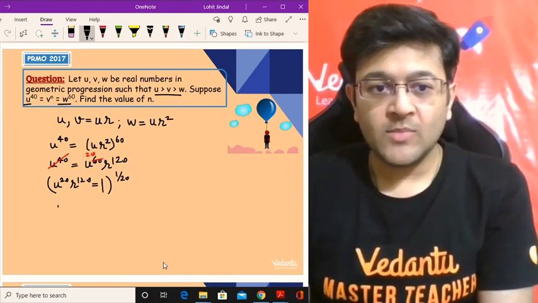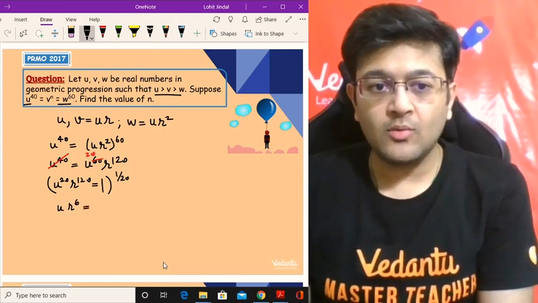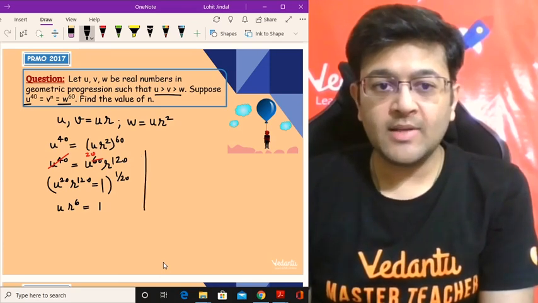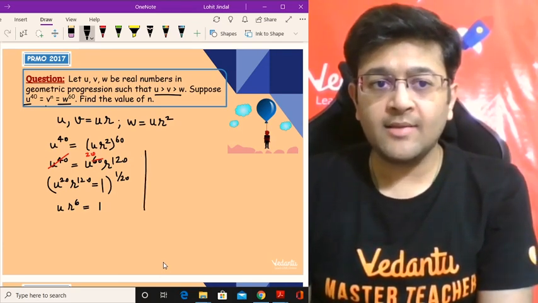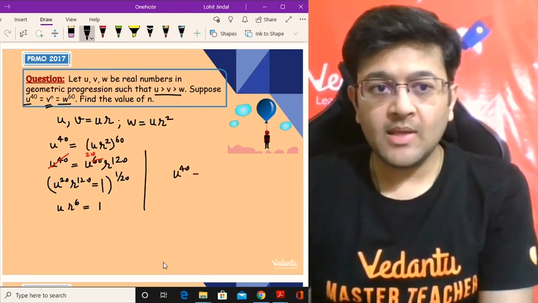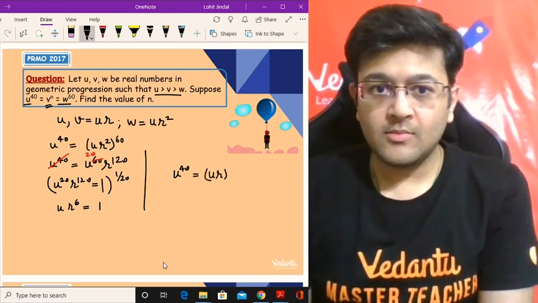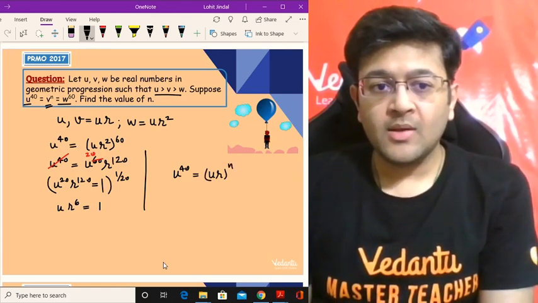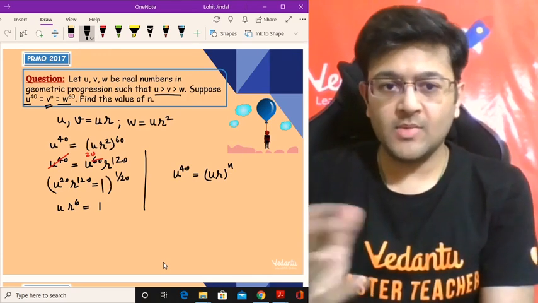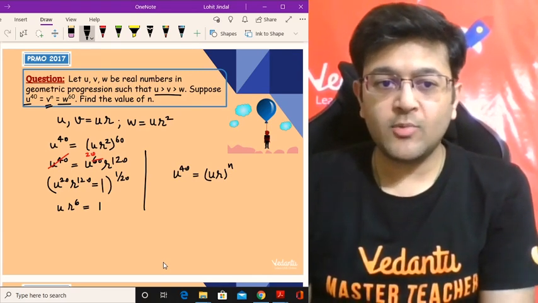That is also fine. So I'll get U into R power 6 is equal to 1. Okay, right? So coming to the next part, now we need to find the value of n, right? So similarly, U power 40 is equal to V is U into R whole power n, right? So now just replace the value of R in this case, right? Or you can replace U also. It's your choice. Okay.